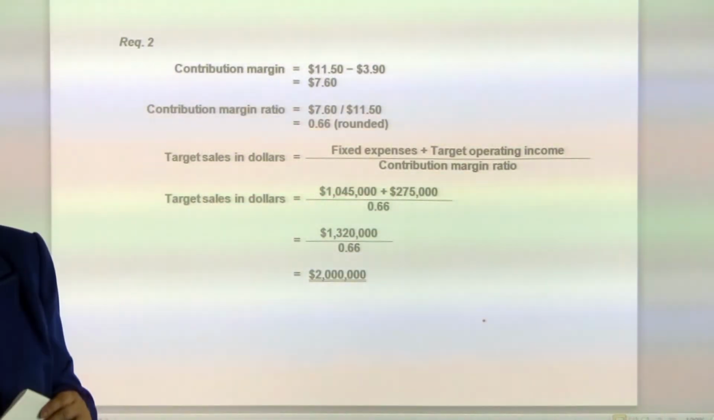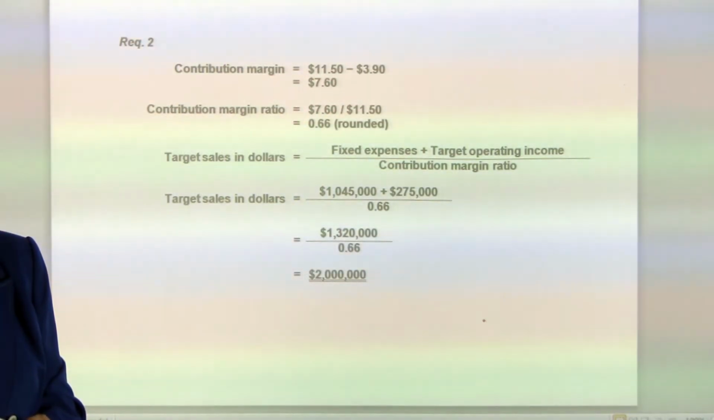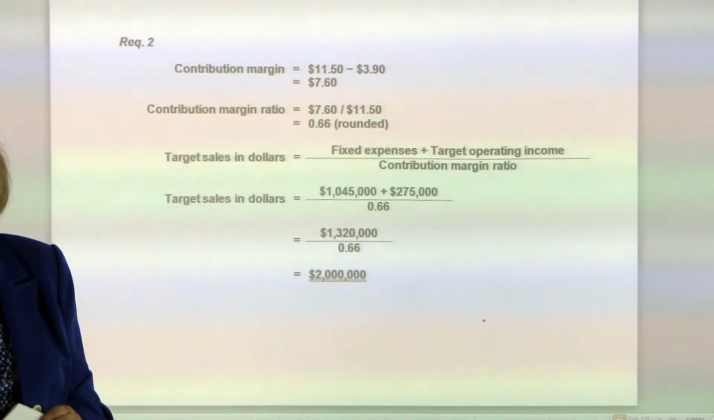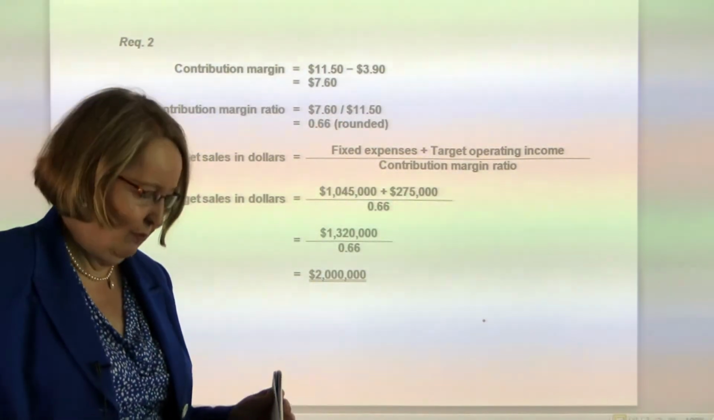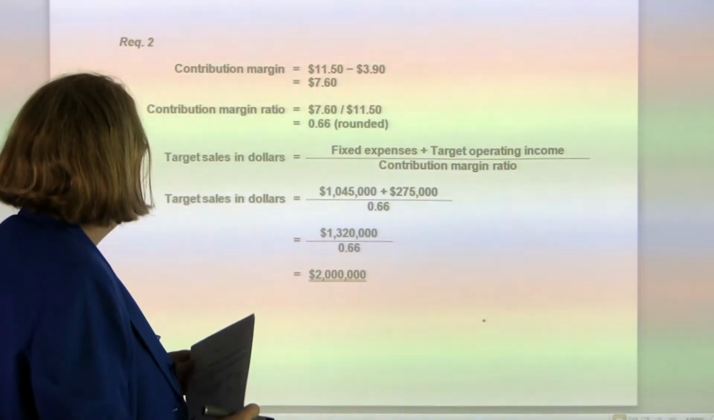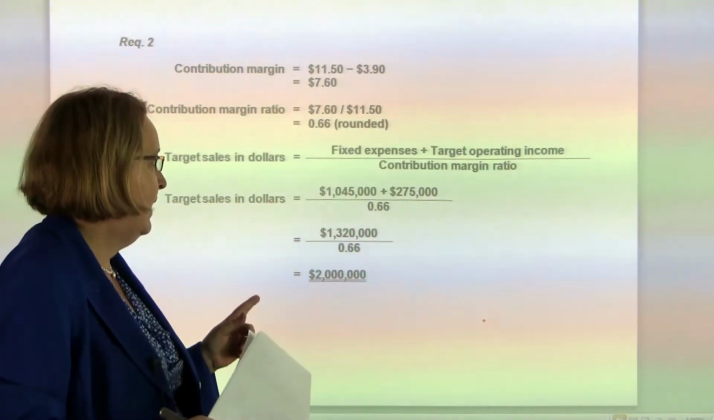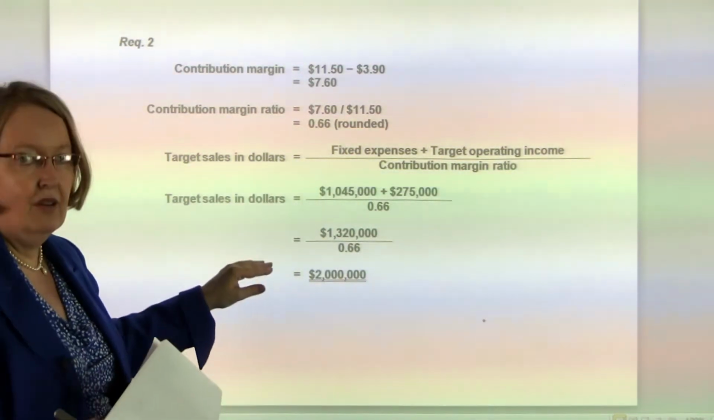What requirement 2 is asking us to do is to figure out the amount of monthly sales that the company would have to make in order to earn $275,000 in operating profits. So now we have a target operating income, and we're looking for target sales in dollars.